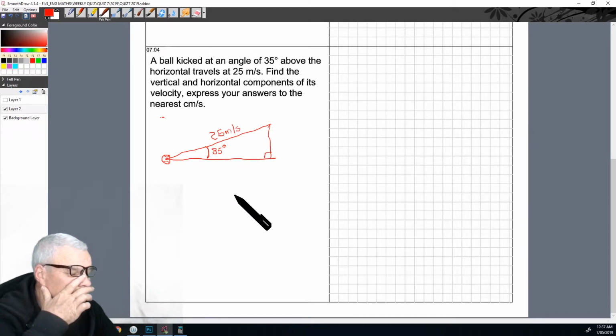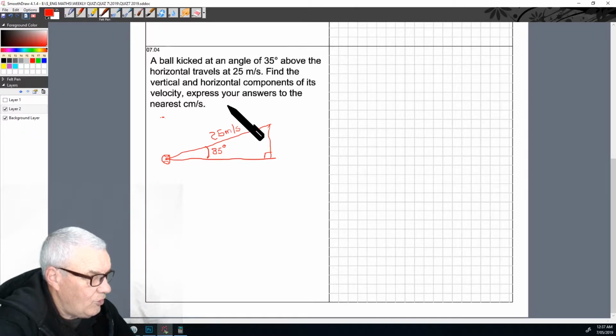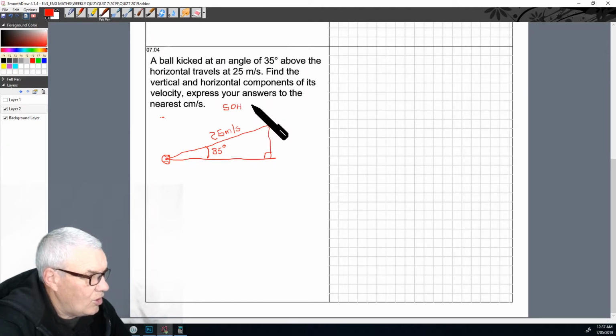Now, one of the things that we use in trigonometry is SOHCAHTOA.